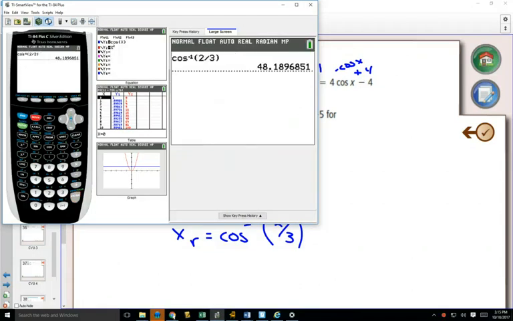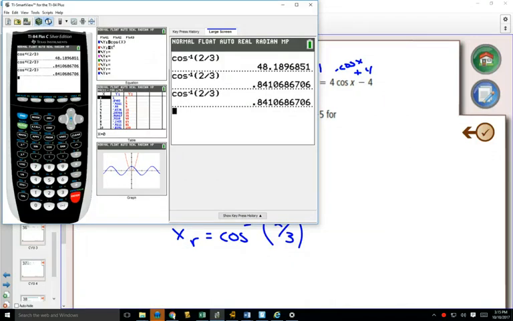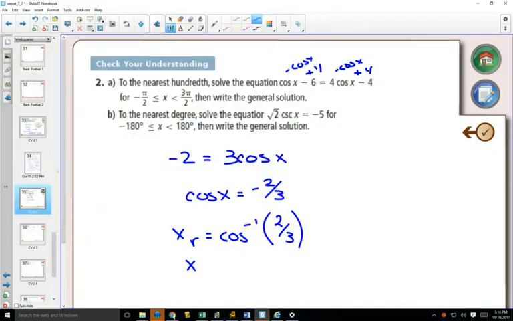And then if you don't want to rewrite what you had written before because you're like, oh, that's a waste of time, if you have a newer version, you can just go up with your arrows and then press enter. It retypes it. Very nice. If you have the older version, you can go second, enter, and it retypes what you had before. Push enter again. So our reference angle is 0.841.